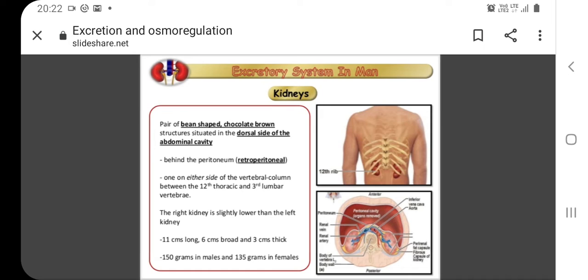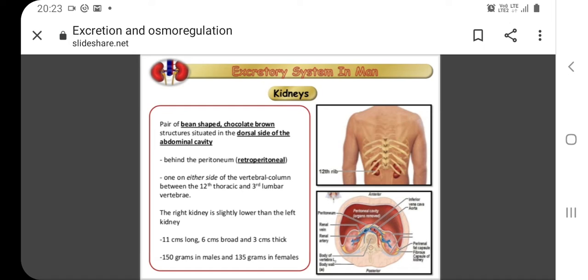Kidneys are bean-shaped structures of chocolate brown color. They are situated on the dorsal side of the abdominal cavity, behind the peritoneum, one on either side of the vertebral column, between the 12th thoracic and third lumbar vertebrae. The right kidney is slightly lower than the left kidney.